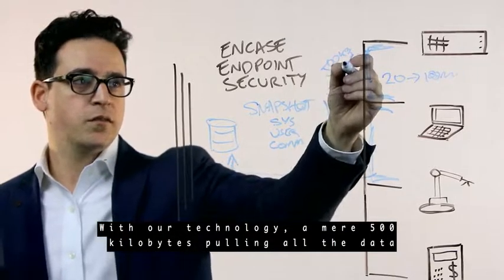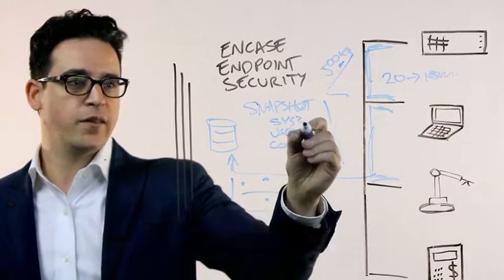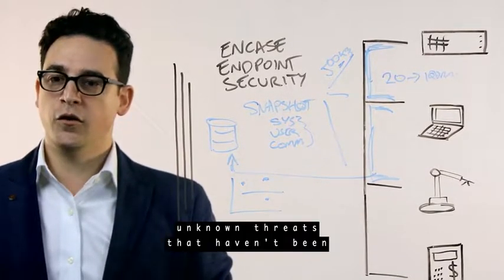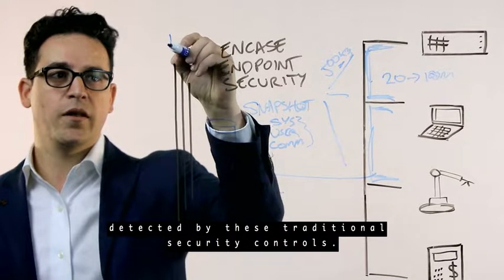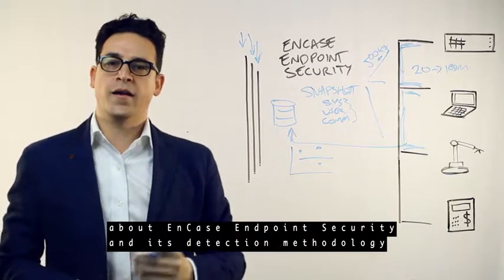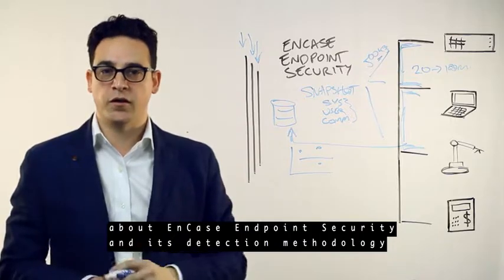With our technology, a mere 500 kilobytes, pulling all the data back from the endpoint, we're able to, at scale, detect unknown threats that haven't been detected by these traditional security controls. I hope you've learned a little bit more about EnCase endpoint security and its detection methodology today.